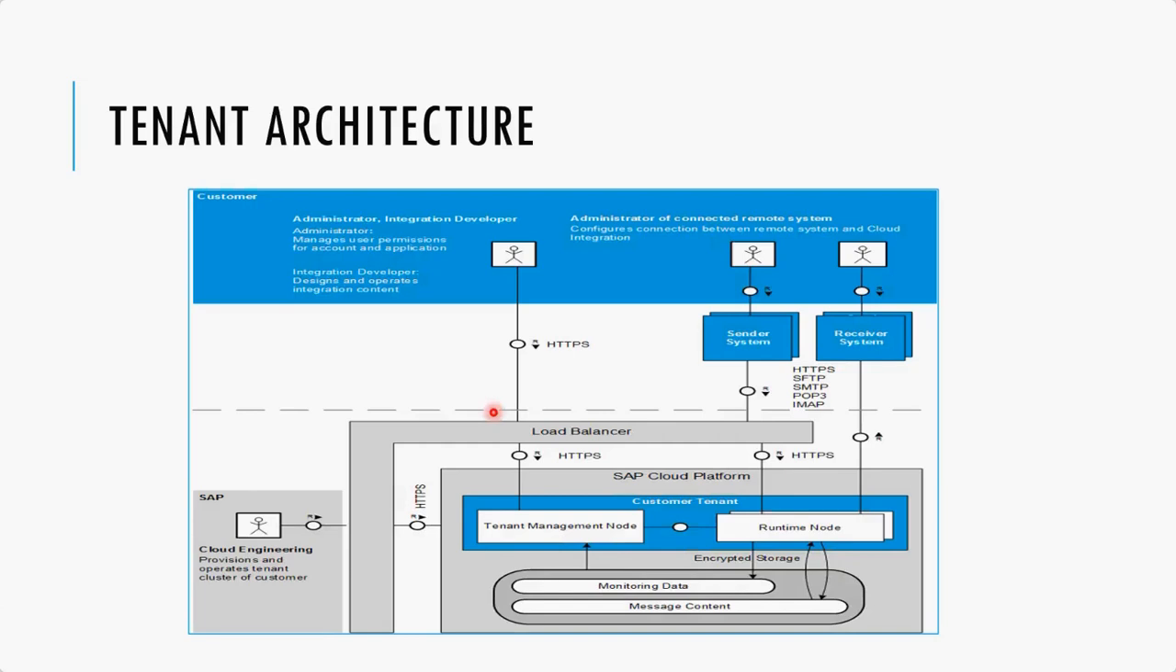Okay. So when we say tenant, this is a tenant architecture. There are multiple types of users who would be accessing tenants. There are administrators, integration developers, or third-party systems for given accounts to access that, and there could be an SAP. So first of all, we would see these roles, and then we would see how the tenants are being accessed.